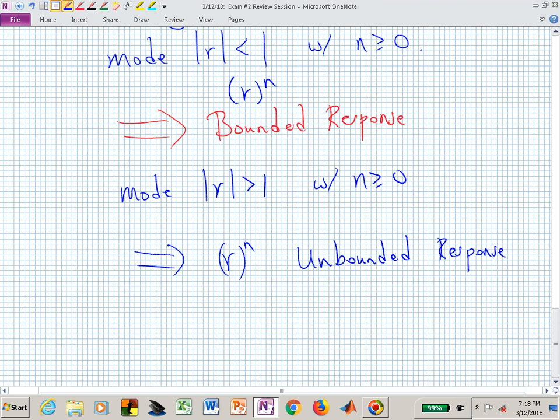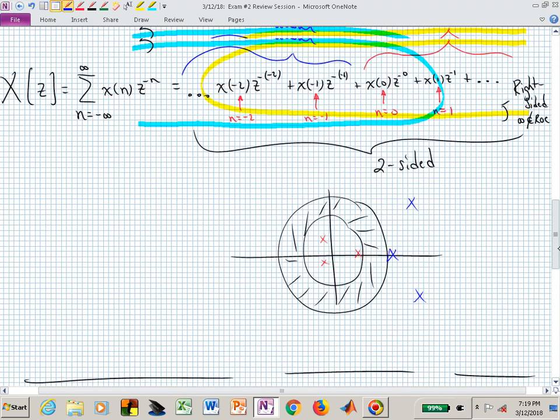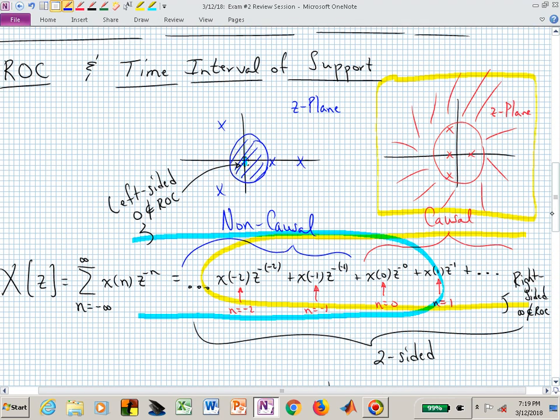Just plug in a convenient value for r equal to 2. Or you can go back here and say, oh, this is my picture. Here's my region of convergence picture. And I've been told that the magnitude of the pole that's bounding that region of convergence is bigger than, let's say, 2, or is 2. Then I know that that gives me an unbounded response. Because 2, 2 squared, 2 to the third, 2 to the fourth, etc. is growing.